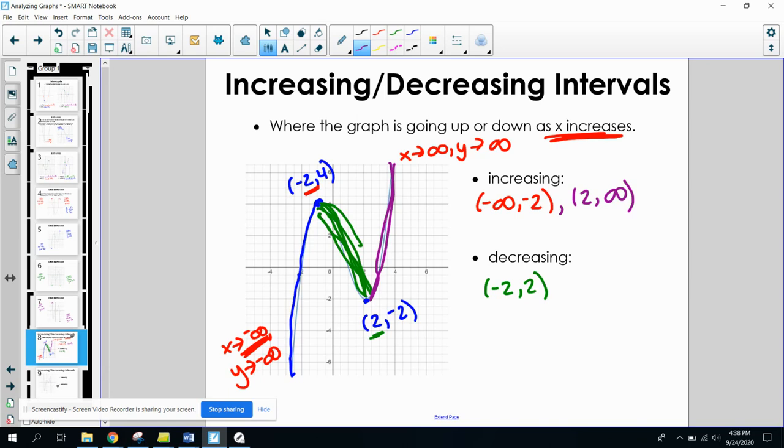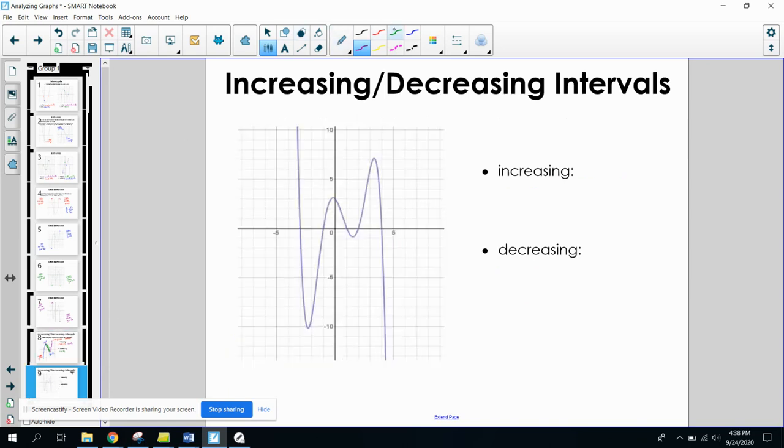Okay, so let's look at one more of these. So again, the way I'm going to set this up is I'm going to put in my end behaviors and my maxes and mins, so I have all my x values that I need. So here, x is -infinity and y is +infinity for that left side. For my right side, x is going to go to +infinity and y is going to approach -infinity. I have a minimum here, and that is -2, -10. I have a maximum here at 0, 3.